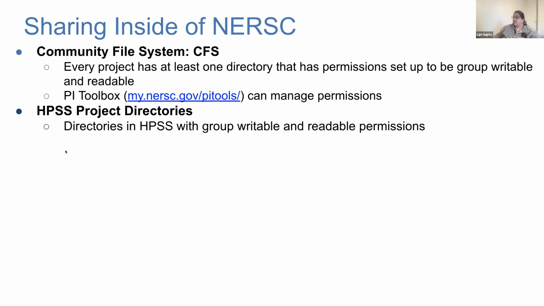Okay, so let's go through some of these data sharing methods. So inside of NERSC, as mentioned, we have the community file system. So if you're just sharing with people in your project, that's the easiest way to do that, is just have it in the community file system. And PIs have the ability to change permissions using the PI toolbox. So if you are a PI or you need your PI to do something, they can ask us to help them, but it'll be faster for them to use this PI toolbox.